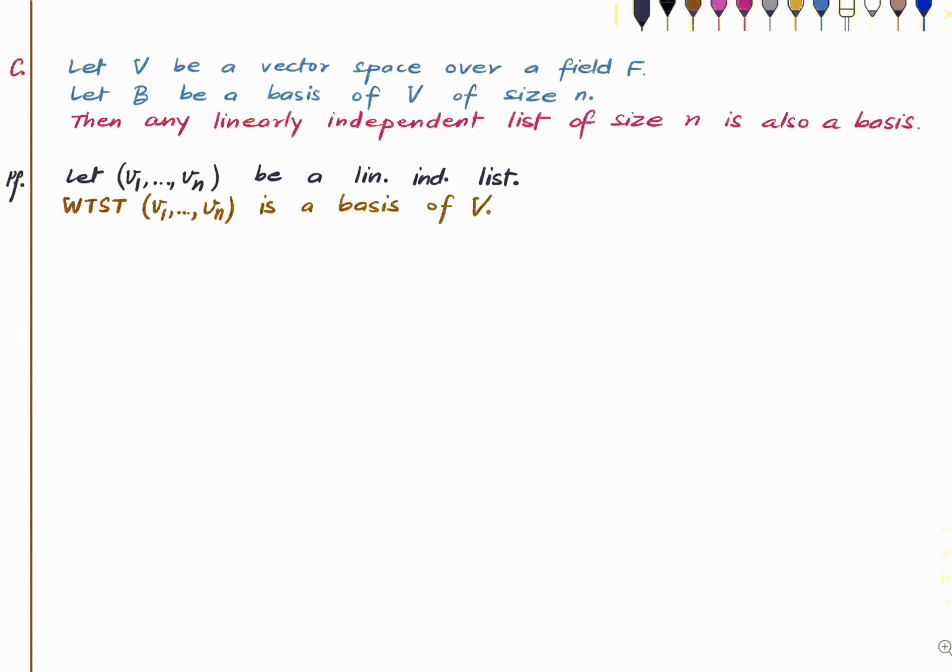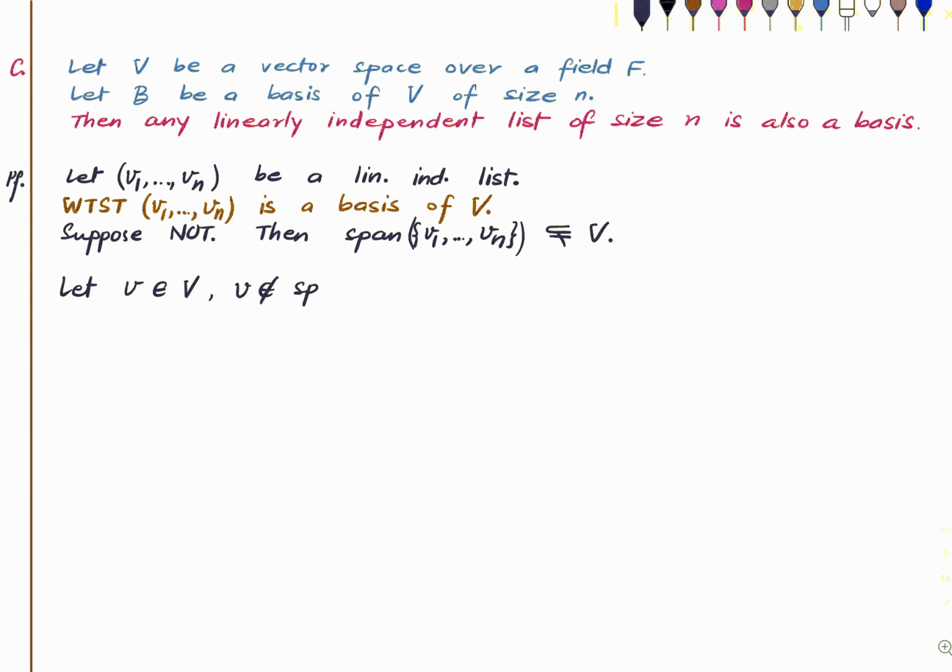Okay, suppose not. Now the only reason why this couldn't be a basis is that this does not span the entire vector space. So then the span of these n vectors is strictly contained in V. So now we can find something in V that is not in the span of these vectors.